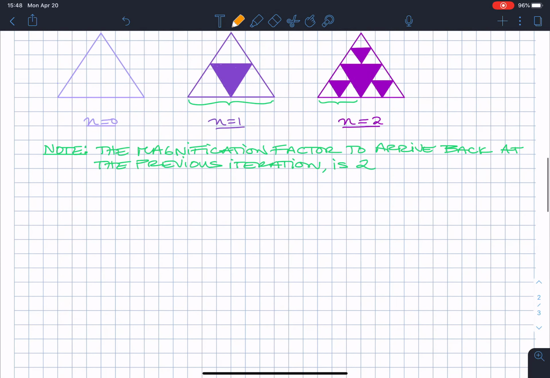So once again, I want to consider if we're taking away area forever, because the iterations go on infinitely, will I have any area left? So will the Sierpinski triangle have any area remaining?